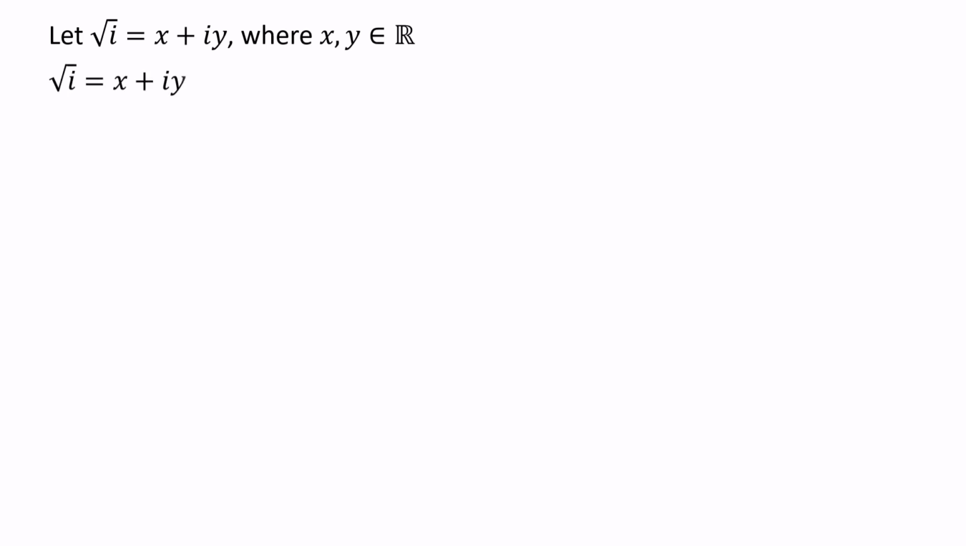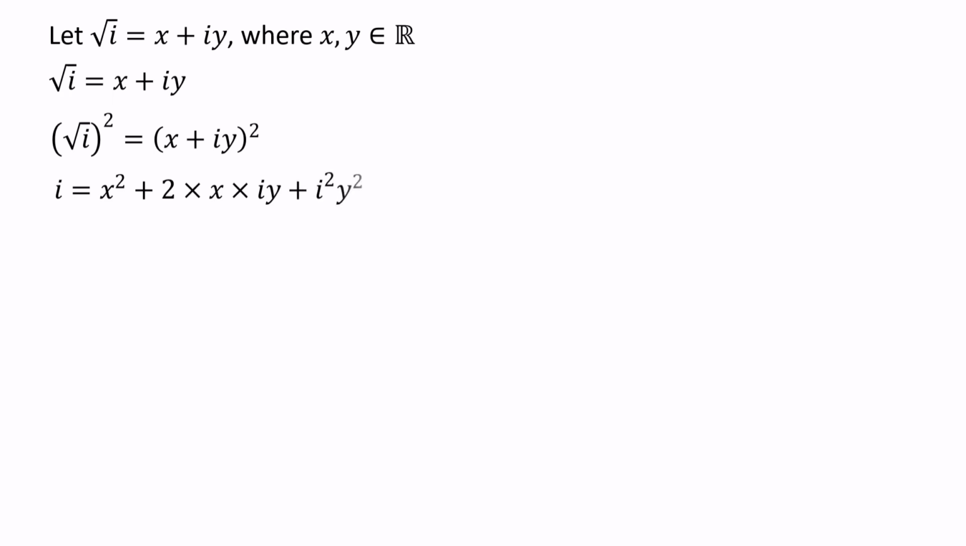Then we can square both sides. In the left hand side, the square root of i perfect square equals i. In the right hand side, (x + iy) perfect square: we can write the first term square, x squared, plus 2 times the product of the two terms, 2 times x times iy, plus the second term square, i squared y squared.